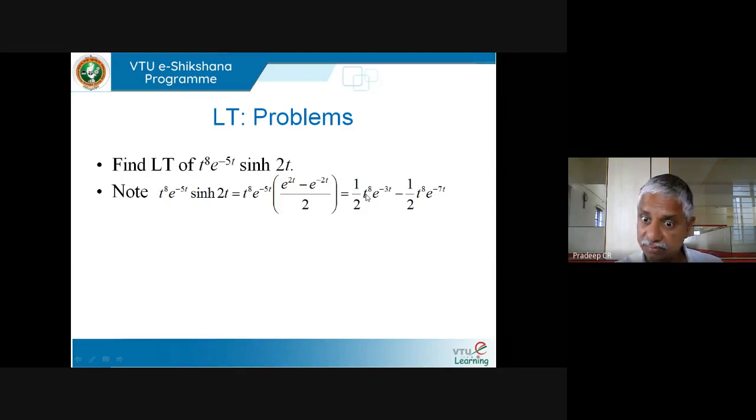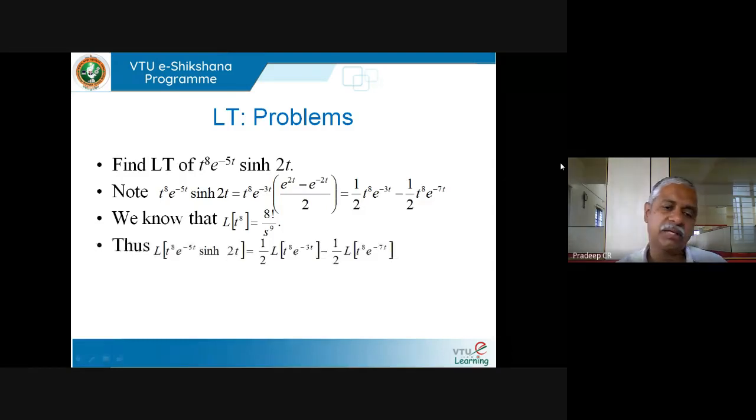Here it's written in terms of e power 8t into e power minus 3t, but think of it as if it is e power 8t into f(t). So take f(t) to be t power 8. Same here also. f(t) is t power 8, but the e power term is different here. Here it is minus 3, here it is minus 7. If you use that, it's over. So now Laplace of t power 8 is 8 factorial by s power 9.